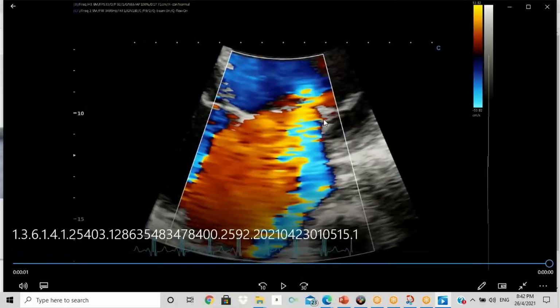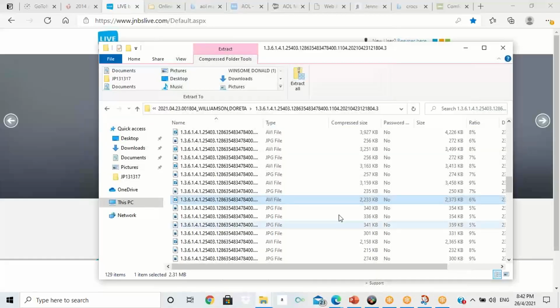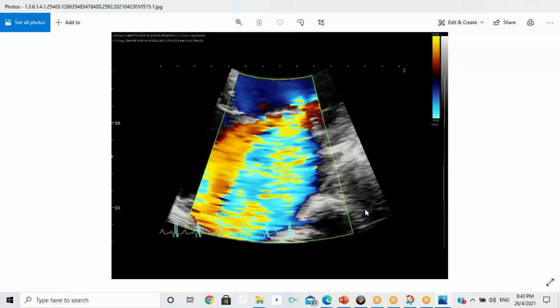Okay, you see this huge amount of mitral regurgitation. So the color goes all the way back. It's a large one.